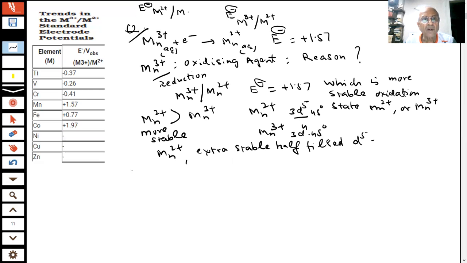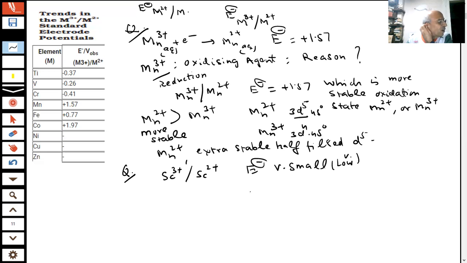Now, I have not given the data of scandium. Why has the scandium data not been given, student? Because if I go from scandium 3+ to scandium 2+, the E naught value is very small. The value has not been given in the book. I am concluding that this value is very low. If this value is very low, what does it mean, student? Which state is more stable, scandium 3+ or scandium 2+? Scandium 3+ will be more stable. Scandium 3+ is more stable than scandium 2+, so much so that Sc2+ does not exist.